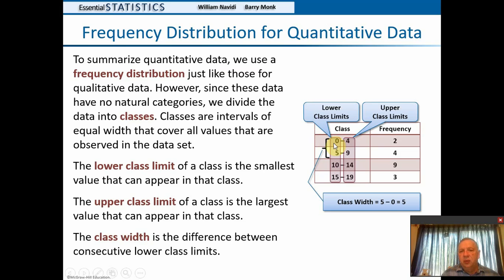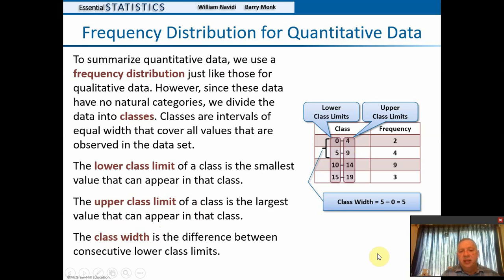So over here, each one of these rows is called a class. In this class, the lower limit is 0, the upper is 4, and it says there were two data values that were between 0 and 4, inclusive of these two. So it could have been a 0 and it could have been a 4.